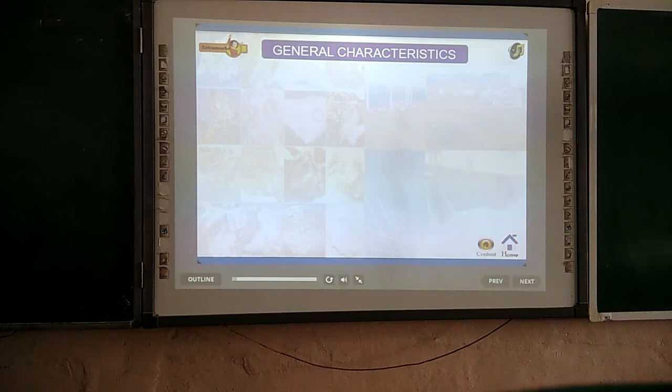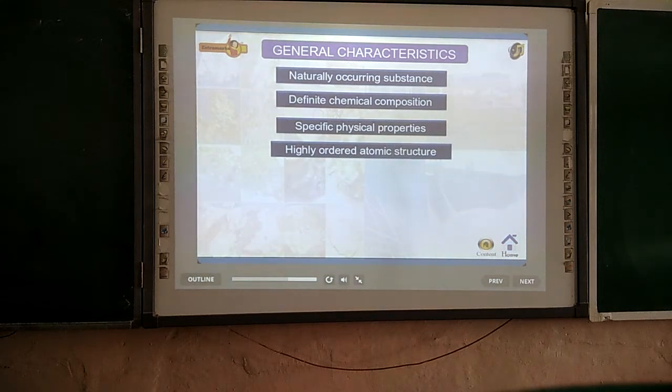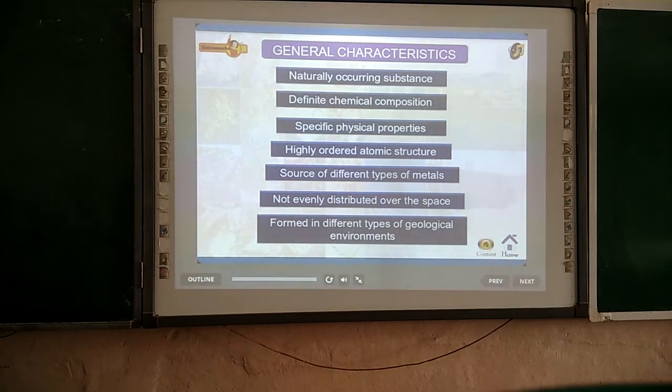Let us know some of the general characteristics of minerals. Minerals are naturally occurring substances, have definite chemical composition, have specific physical properties, have highly ordered atomic structure, are the sources of different types of metals, are not evenly distributed over the space, and are formed in different types of geological environments.